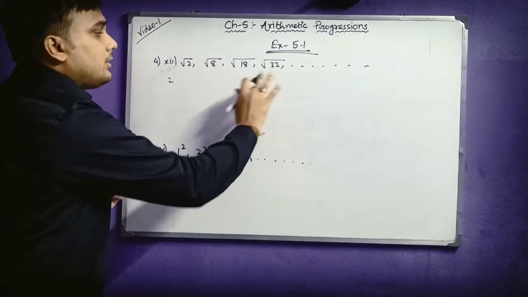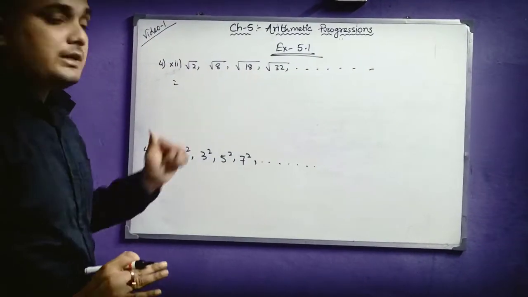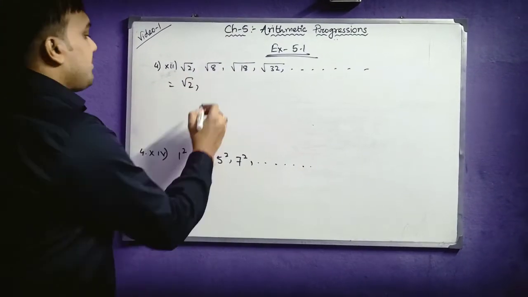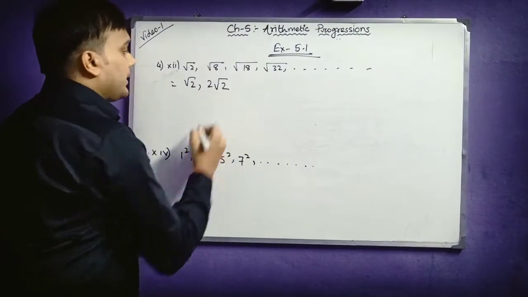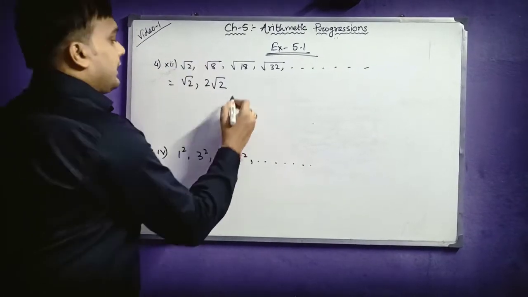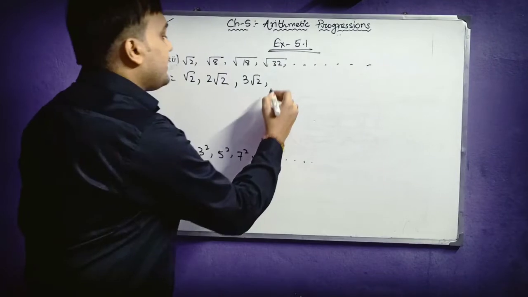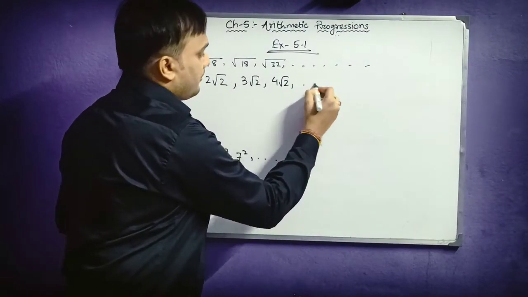First we will try to evaluate all the terms individually. Root 2 can be written as root 2 only. Root 8 can be written as 2 root 2. Root 18 can be written as 3 root 2. Root 32 can be written as 4 root 2, and so on.